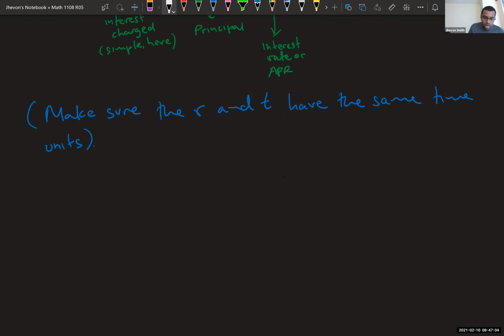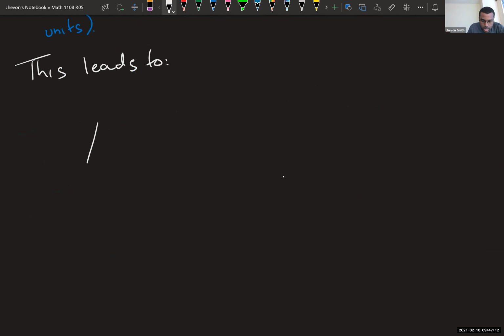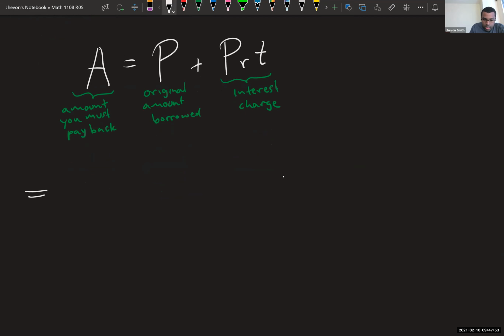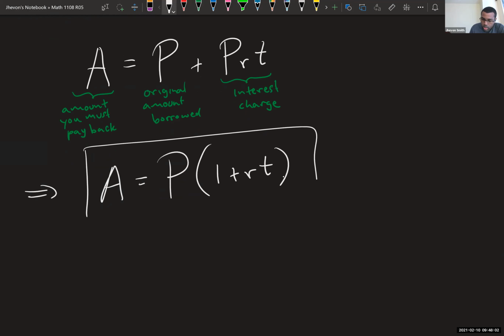So that's important. So this leads to this guy. A stands for amount you have to pay back, balance, whatever. The amount equals P plus PRT. So this is the original amount borrowed. This is the interest that they charge you to borrow that. And this is the amount you need to pay back. Okay. So that gives us, if you factor out the common term P, A = P(1 + RT). This gives you what we call the simple interest formula.